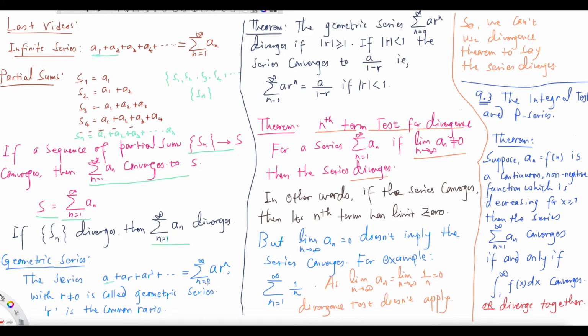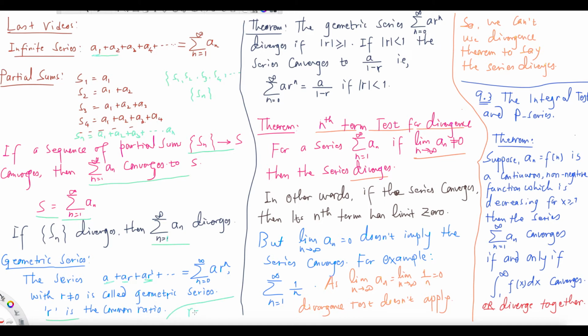If you plug in n equals 1, you will get a r to the 1, that is ar, which is the second term. The third term comes from plugging in n equals 2. So this series is called a geometric series, where the common ratio is r, and it should not be 0. r is called the common ratio. Now, if a series is given, how do you find out r?